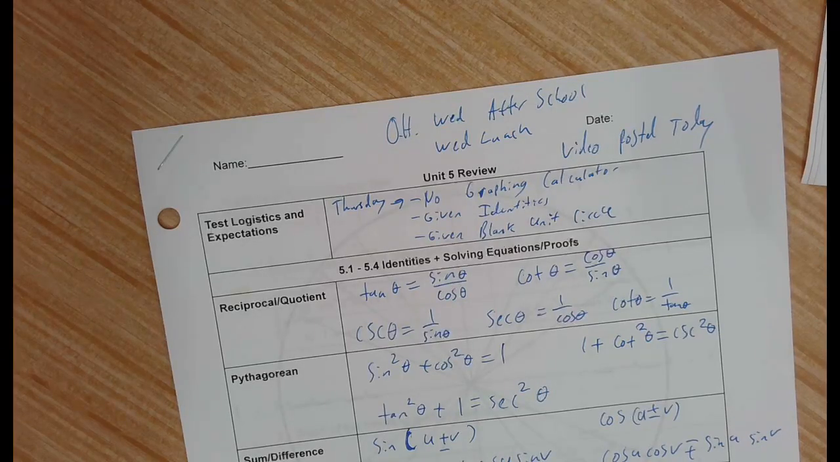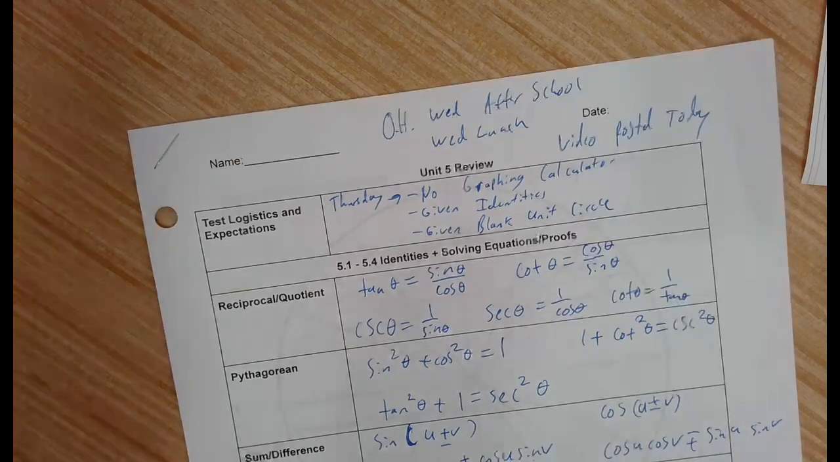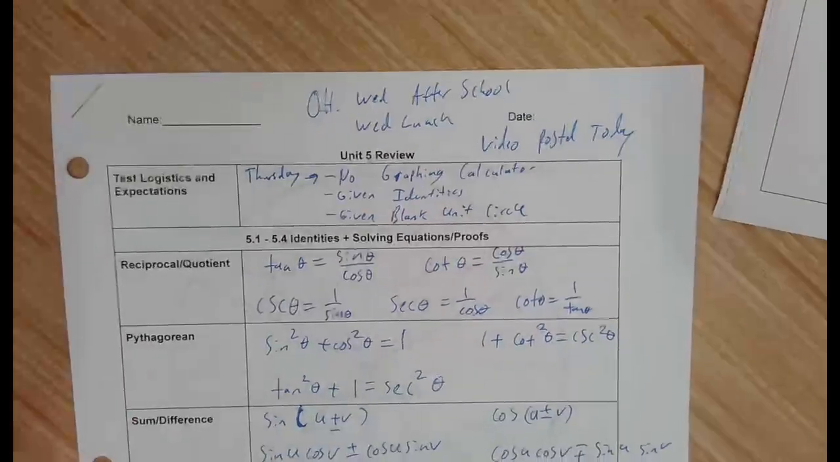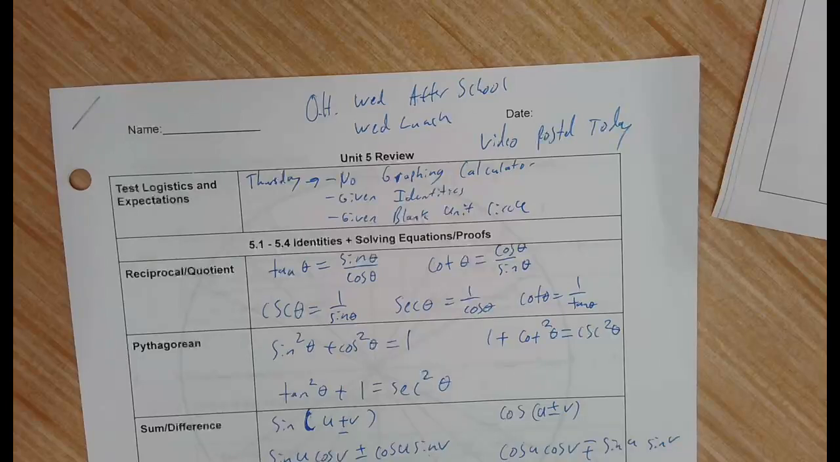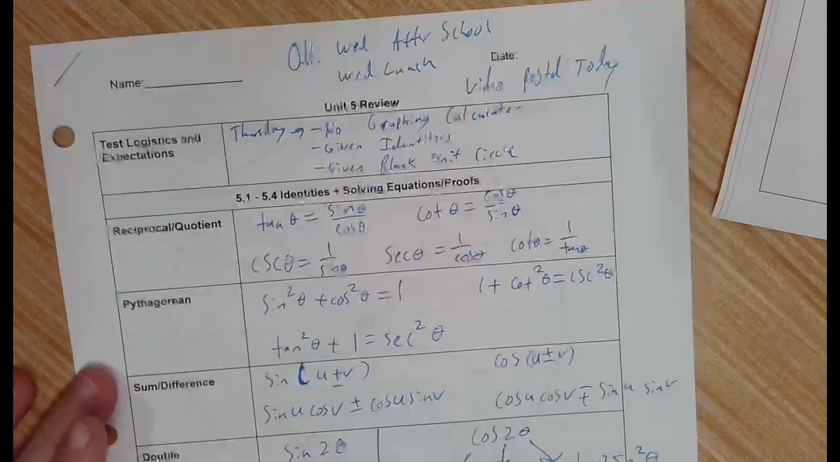Alright guys, this is the video for the Unit 5 review, 5.1 to 5.4, which is identities, solving equations, and proofs. This is the notes from class.